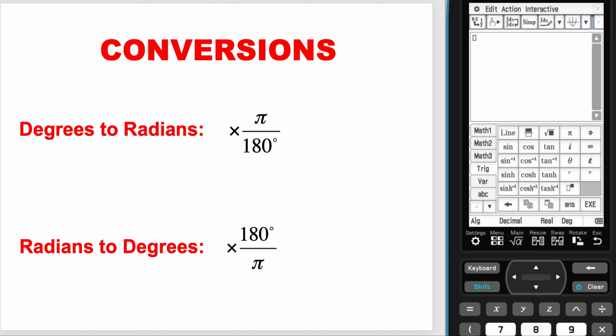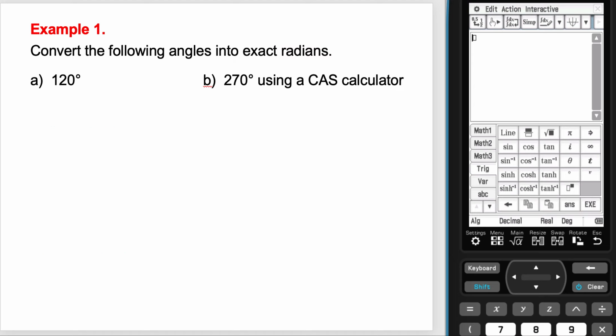All right, so let's try some examples, and hopefully, as always, that brings things together and helps your understanding a little bit. So example 1, we've got to convert a couple of different angles that are written in degrees into radians. So the first one is 120 degrees. Now the worked solution will just pop up here in a second, but I'll talk you through it quickly.